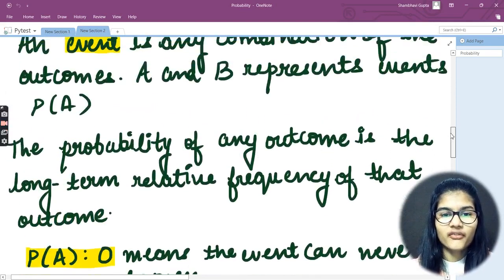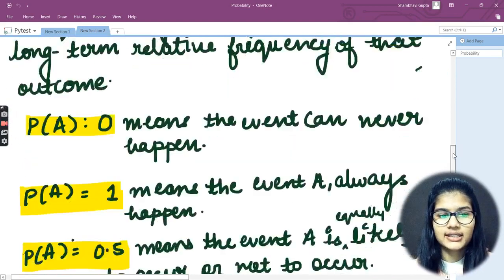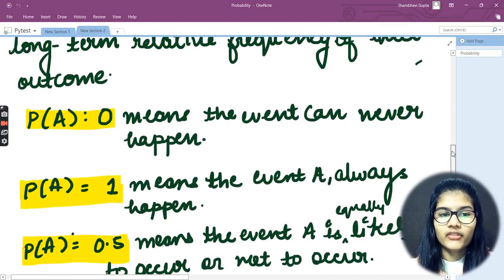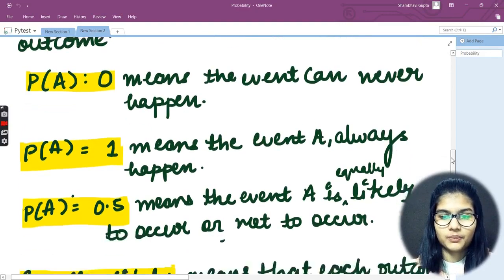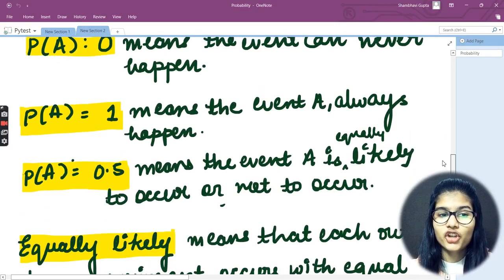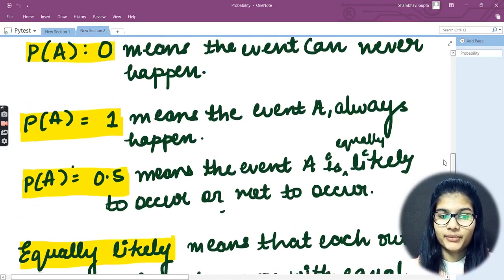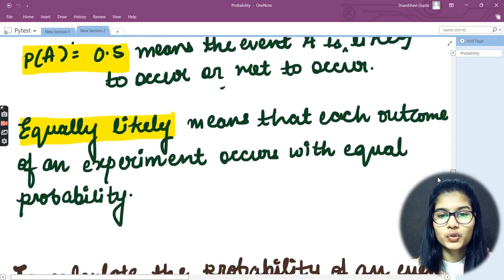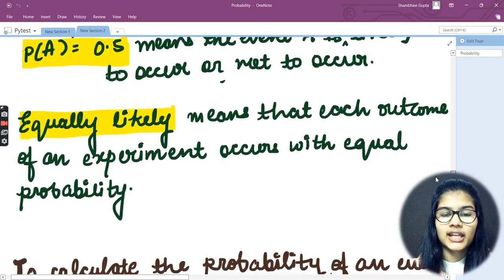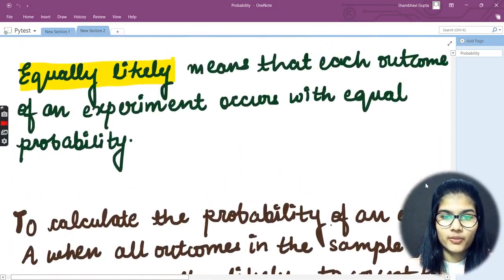Now, the probability of an outcome is the long-term relative frequency of that outcome. If the probability of A is equal to 0, it means that the event can never happen. If the probability of A is equal to 1, it means that event A always happens. And if the probability of A is equal to 0.5, it means that event A is equally likely to occur or not to occur. Equally likely means that each outcome of an experiment occurs with equal probability.